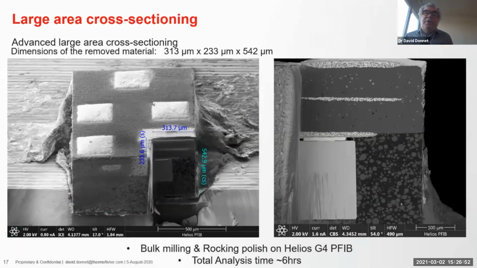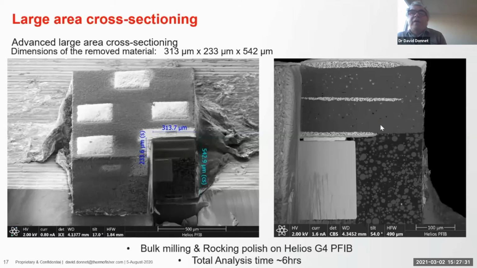So the example I'm going to show is a device with some very hard materials, some tungsten carbide materials, but we were able to mill 300 microns wide, 300 microns into the bulk, and 500 microns deep, and we're able to remove that. And then, if you look on the right-hand side, we can polish that, even though there's all sorts of different materials in here, using something we call rocking polish.